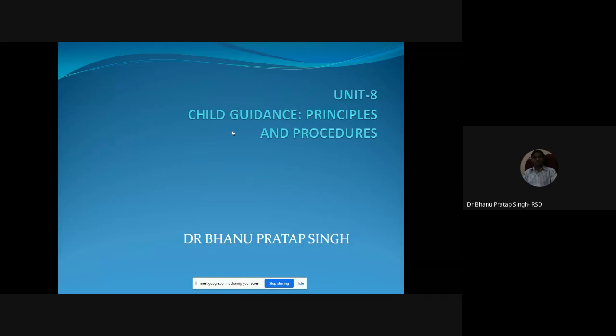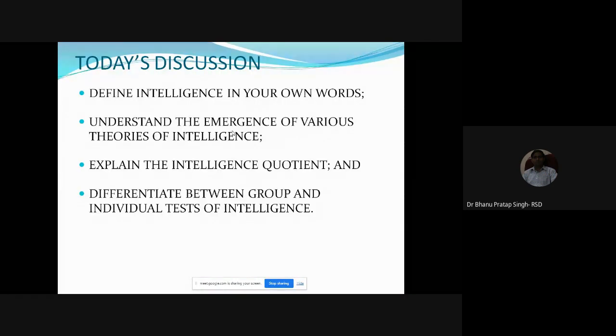So this is the next slide, child guidance and what are the principles. So in this particular unit, we will discuss a very important topic, although time is not permitting, but no problem. If it goes after 7, have patience. Intelligence. What is intelligence? What are the theories of intelligence? Intelligence quotient, that is IQ. And what is the difference between group and individual test of intelligence? Means what are the tests available on intelligence?